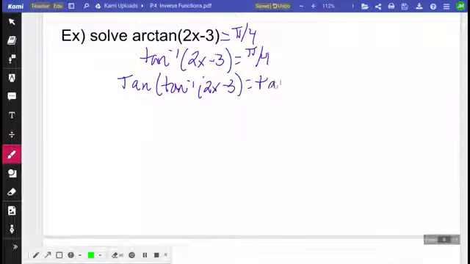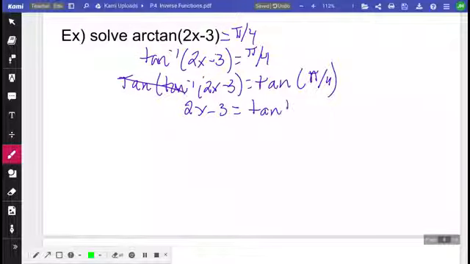What I do to one side, I do to the other, just like you would if you're dividing both sides by something or multiplying both sides by something. And that will cancel that out, just like it would if I were dividing or multiplying something that had been done the opposite way. Leaving me with 2x minus 3 equals tangent pi over 4, which we actually can calculate. We actually talked about it.